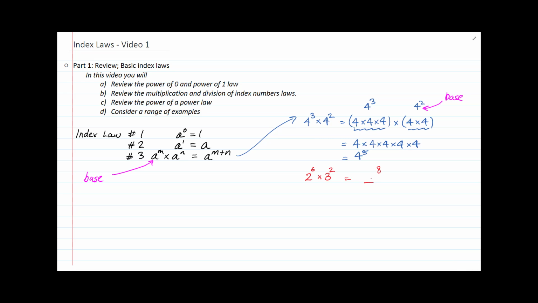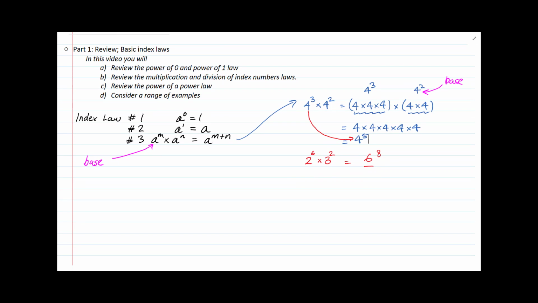And often I see people grapple with this and decide to make it a 6 here, because 2 times 3 equals 6. But when we're doing index laws, we don't multiply the bases. The base stays the same. As you can see, the 4 here has stayed as a 4 here. So that stays the same, and we can only use this law if the bases are the same.